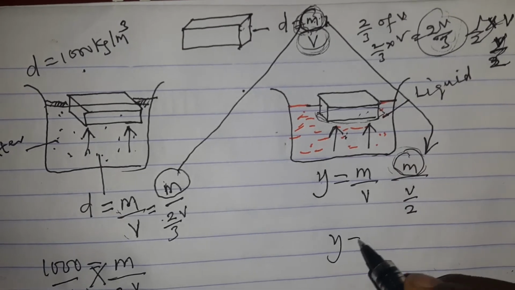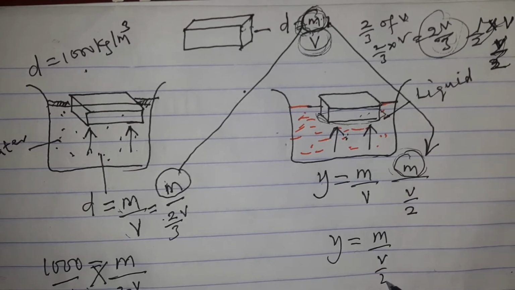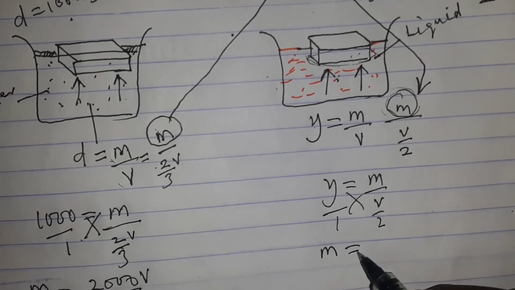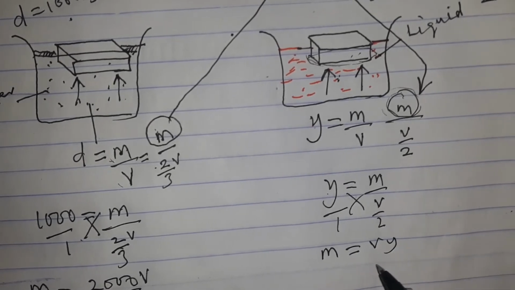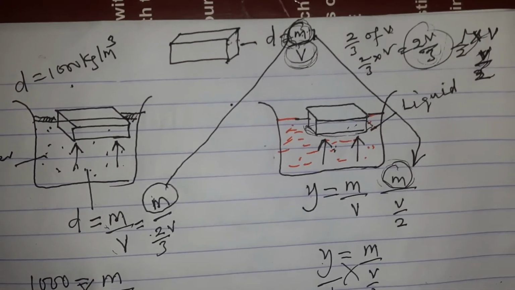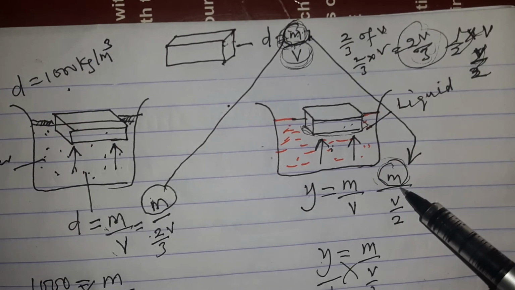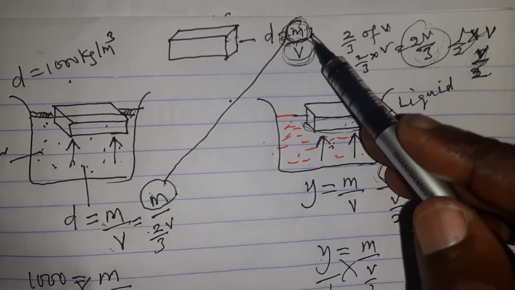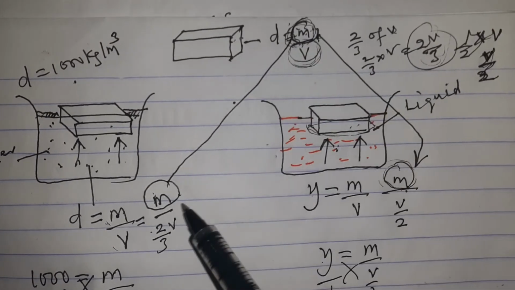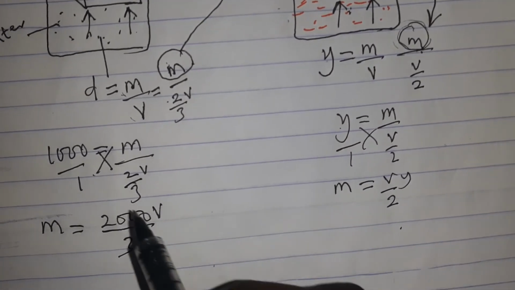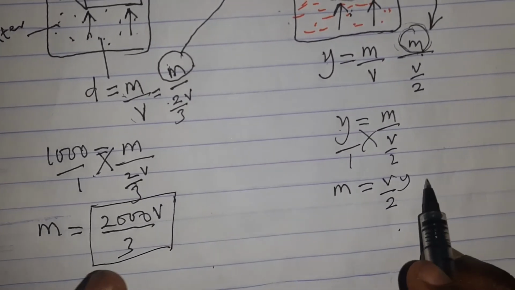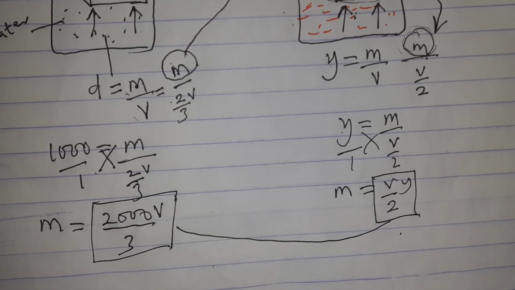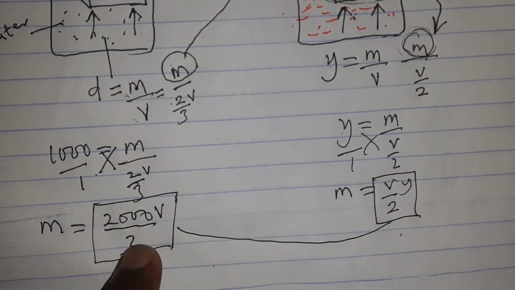So let's make this one the subject of the formula also. So I have Y equals m over V over 2. Then I'll cross multiply. M times 1 gives me m, equals Y times V over 2 gives me Vy over 2. So now, this equals this, and this equals this also. And after simplifying this, I got this. So if this is equal to this because it's floating, and this equals also this because they're floating, it actually means that the value of the mass we got here is equal to the value of the mass we got here also. So that is it. It also means that this mass is also equal to this one.